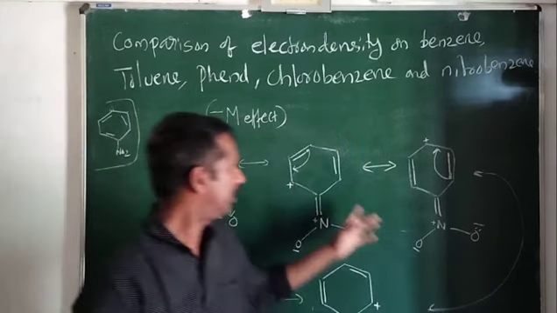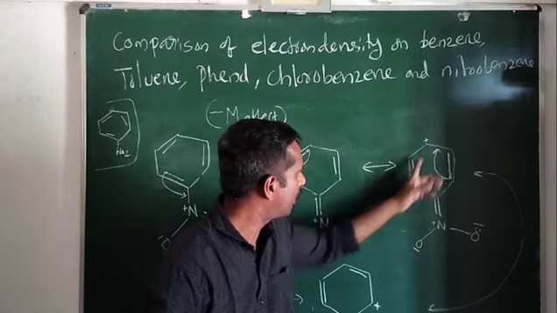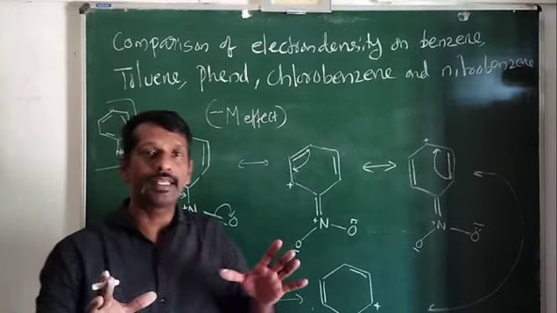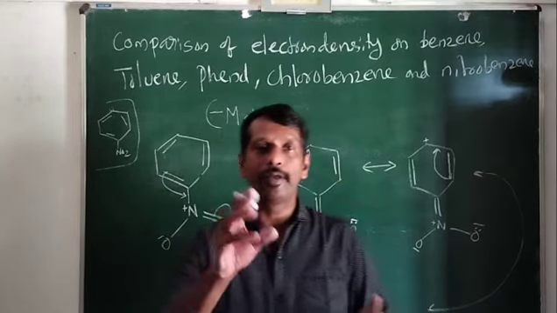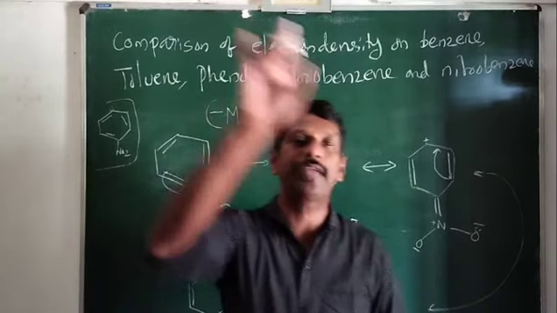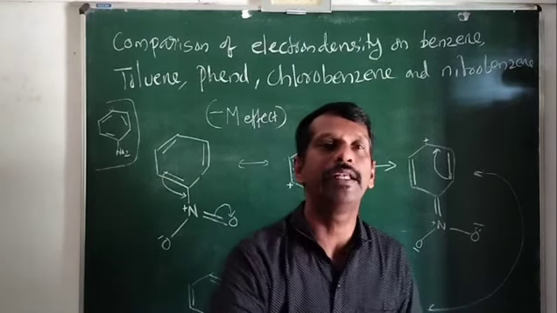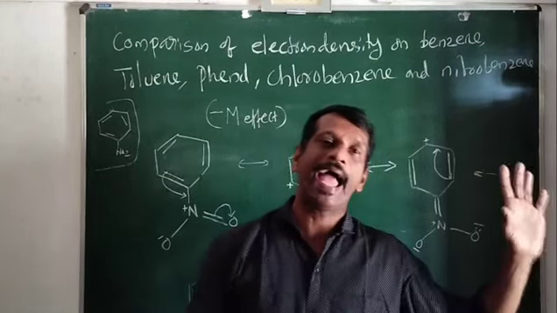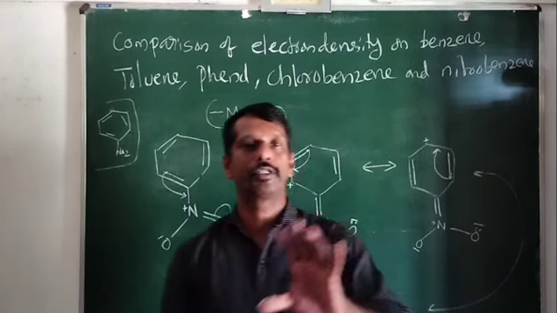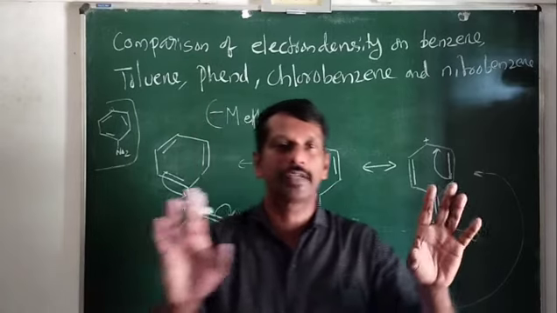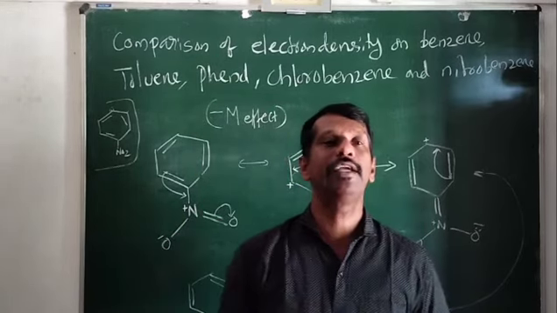One more point, since the ortho and para positions in nitrobenzene are positively charged, the nitro group is a deactivating group. It is a deactivating group because it will not allow the electrophile to attack the ortho and para positions. Therefore, it is a deactivating group. The rest are activating groups. Okay. Phenol or methyl benzene or chlorobenzene, because in all these cases ortho and para positions are negatively charged.